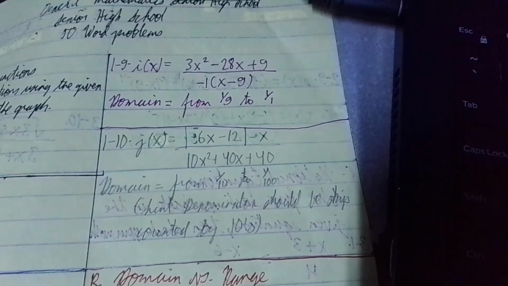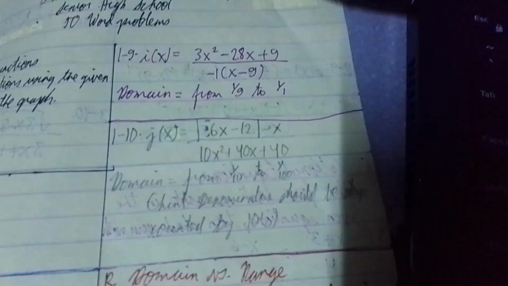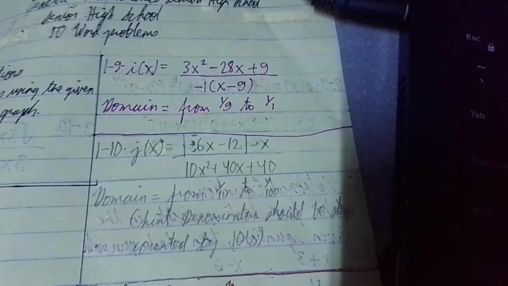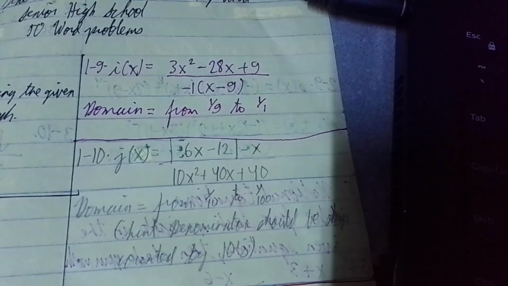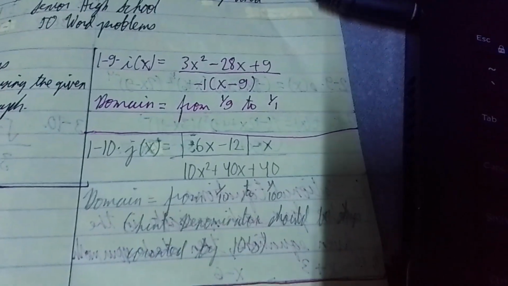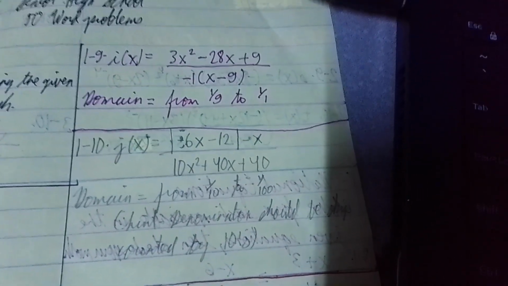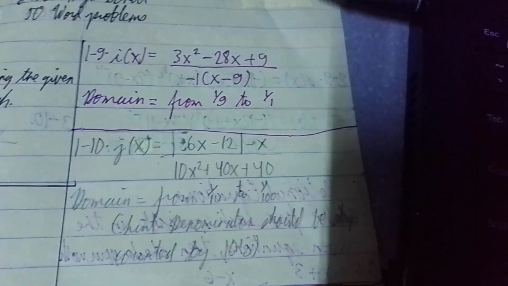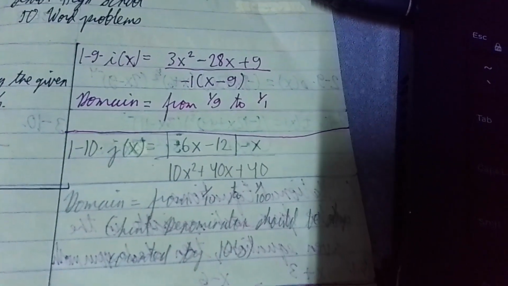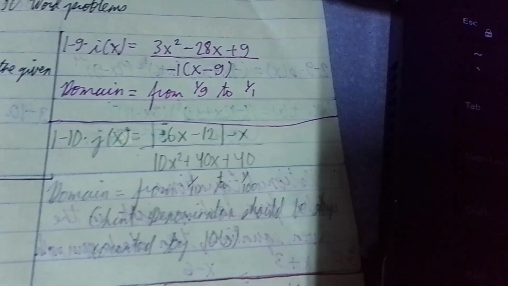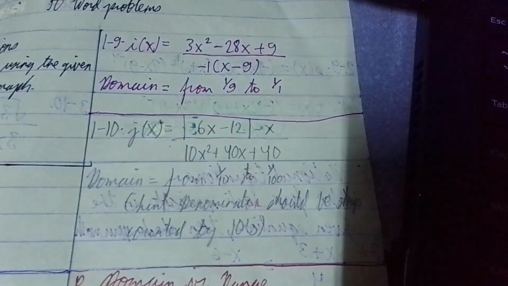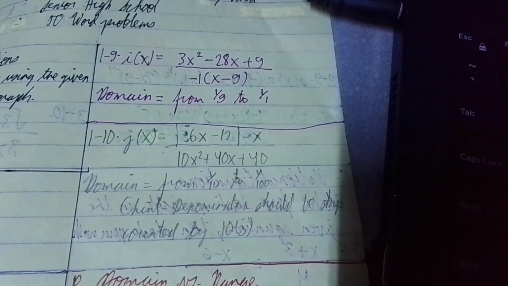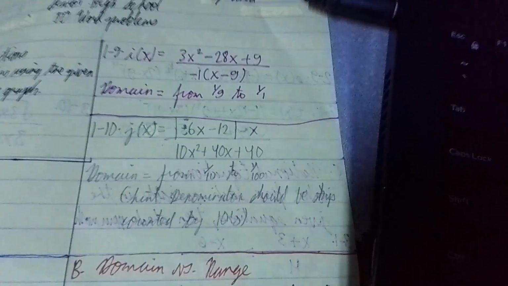The last one here is item number 10. This is a very complexified equation. It says j of x is equivalent to the absolute value of negative 6x minus 12, and whatever answer you get there, you have to subtract that by x. Over whatever answer you get on the top, it's divided by 10x squared plus 40x divided by 40. Actually, to be honest, what you can do on the bottom is factor it out to see if you can get the right answer. There are lots of other ways you can do this.